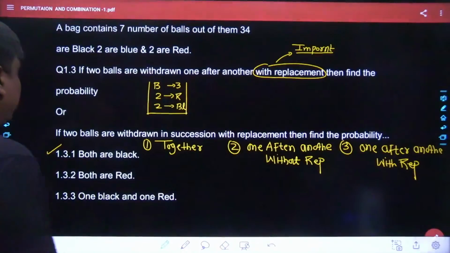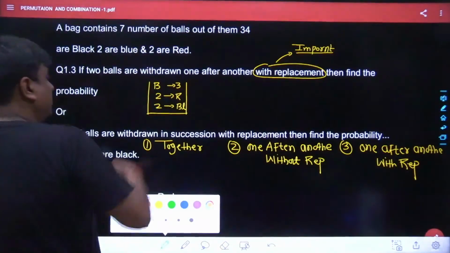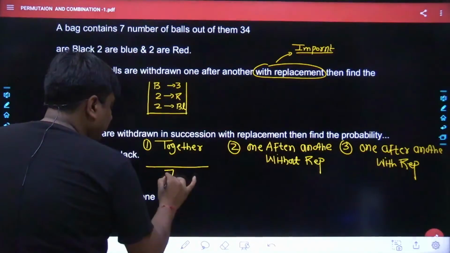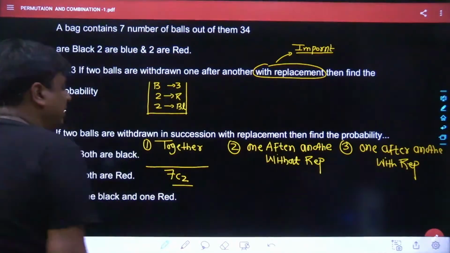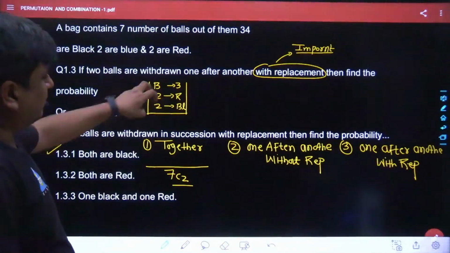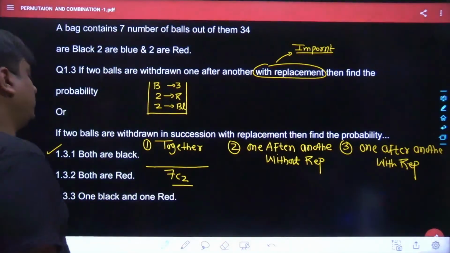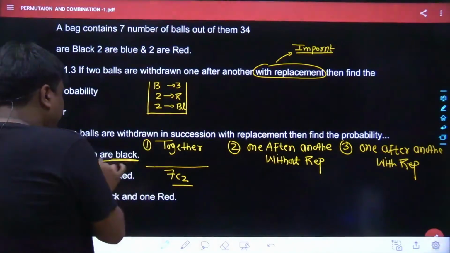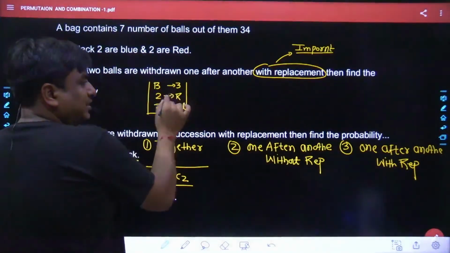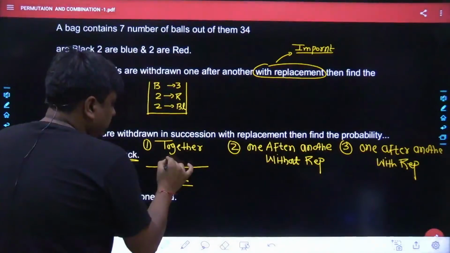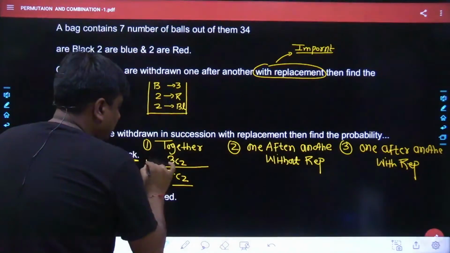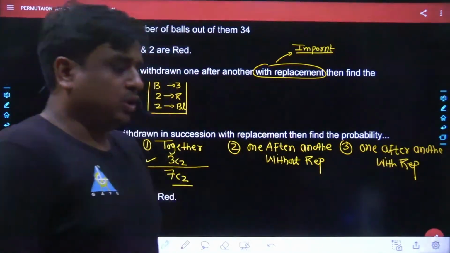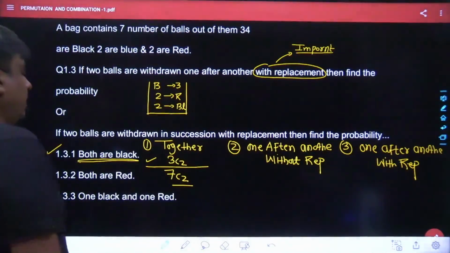Both of the balls are to be black, where both of the balls are being selected together. How many different ways the 2 balls could have been selected out of the bunch of 7? That must have been 7C2, because both of the ball had been retrieved together. Similarly, how many different ways the two black balls could have been selected out of the bunch of three, that is been 3C2. This must have been the probability if both of the balls are being selected together.